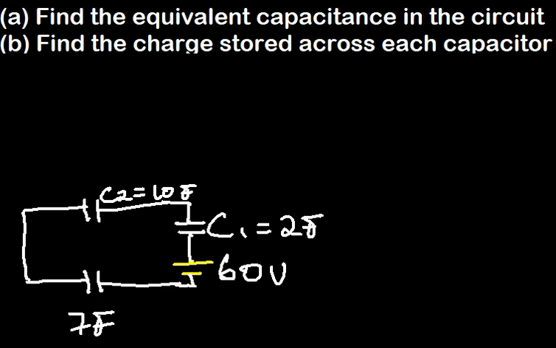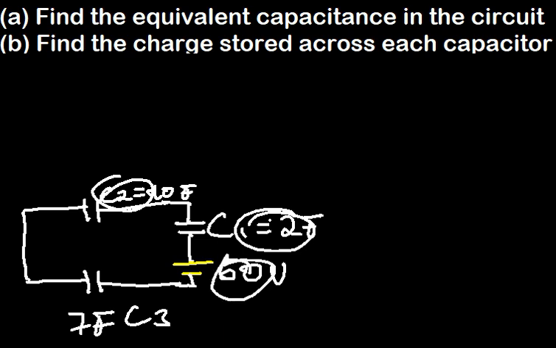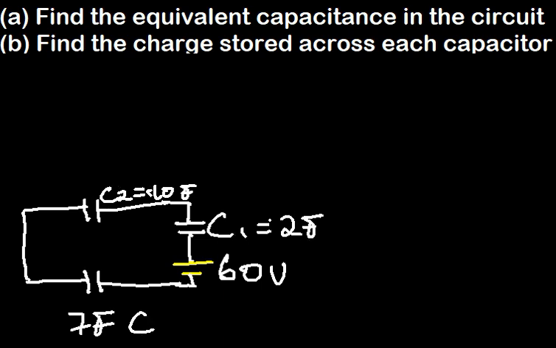Now let's say we have this question. This is a typical circuit with capacitors. The question says find the equivalent capacitance in the circuit and also find the charges stored across each capacitor. So how should we do it? As you can see, this is a typical series circuit with capacitors C1, C2 as well as C3, and this is the potential difference being applied.